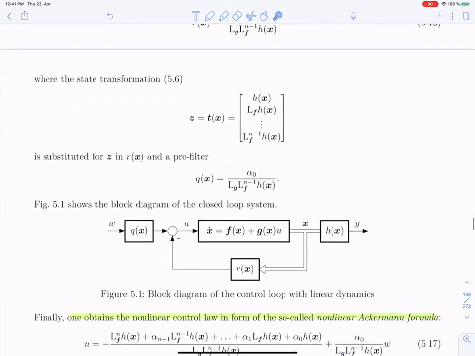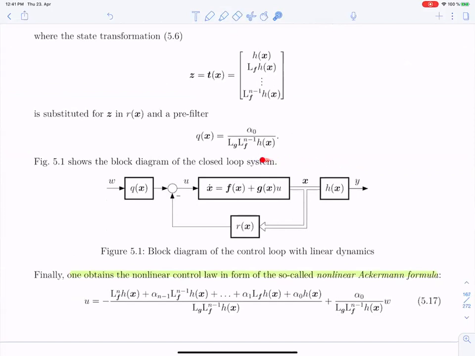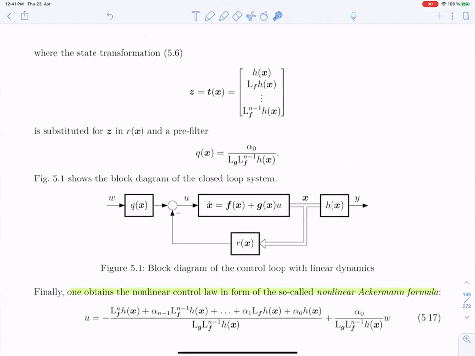And all in all, if we summarize this, we get this kind of block diagram representation. So this is the output. This is our state equation, so our state differential equation. We have one part of the control law, which is this nonlinear feedback. We have another part, which is, if you want, a nonlinear feed-forward control. Both depend on the states. And all together, if we look at the overall transfer function from W to Y, the system behaves like a linear system. Okay, so this is very important to understand.